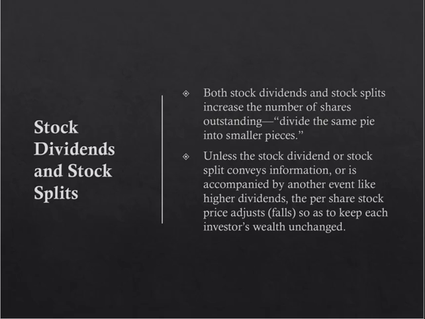So essentially, if you had a company and it was $100,000 worth of stock, and you had 10,000 shares, and each share was worth $10, and you did a 2-for-1 stock split, you still have $100,000 worth of stock. You now have 20,000 shares, and each share is worth $5. And we'll walk through that.